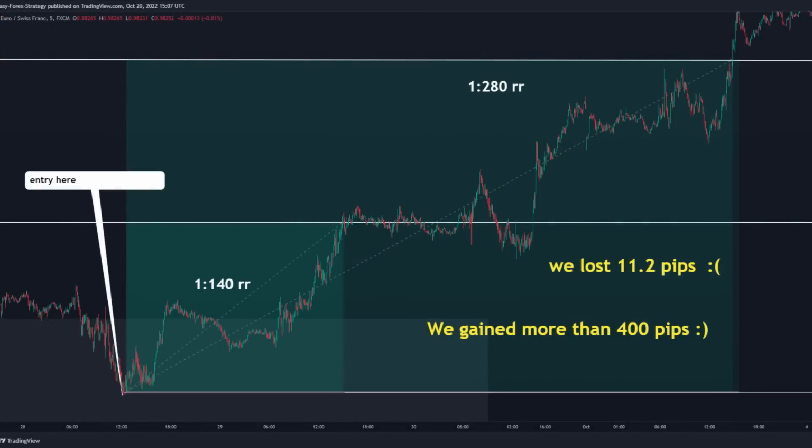Now we need a microscope to find the 1 pip stop loss on the chart. And these 2 levels here are the higher time frame take profit levels.